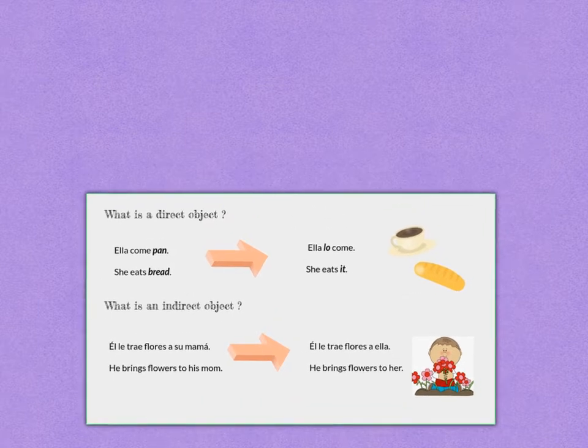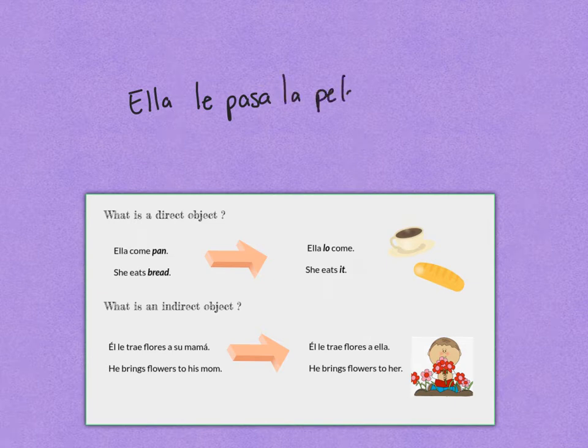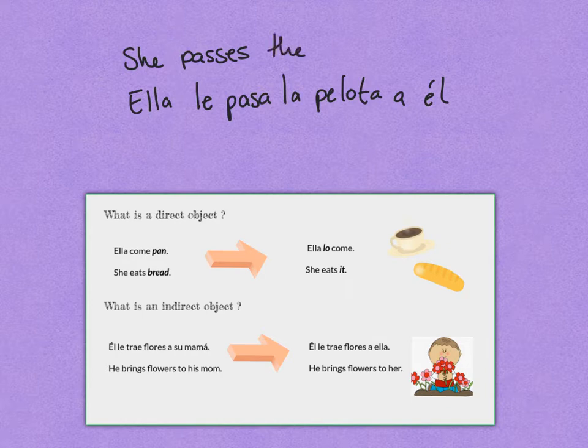So before we can even get to that, let me tell you a little bit about some parts of a phrase. So let me think of a phrase, so we can say something like: Ella le pasa la pelota a él, okay? Which in English is the equivalent of she passes the ball to him.